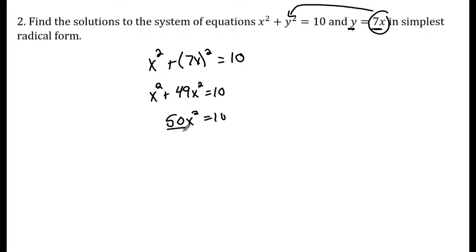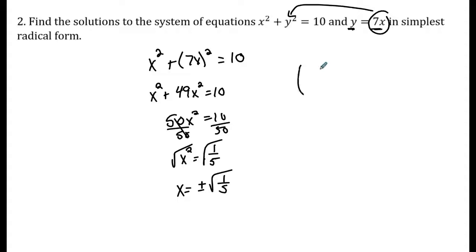I can use inverse operations here and divide. x squared equals 1/5. So when I take the square root, I have 2 possible solutions, plus or minus the square root of 1/5. So let me make my ordered pairs here. I want to know what the points of intersection are. That's what we're doing when we find the solution to a system of equations. I've got the square root of 1/5 and negative square root of 1/5.